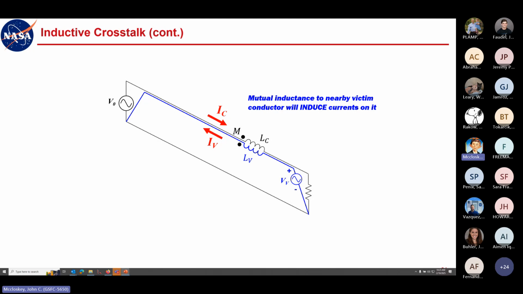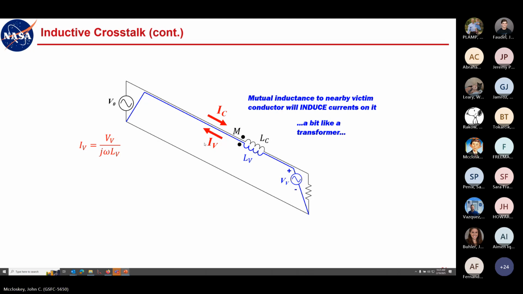Mutual inductance to a nearby victim conductor will, and here I'm violating the prime directive, induce a potential, but then the current is going to be determined by the impedance of the loop, which we'll get to in just a second. But this is a bit like a transformer. In fact, it's exactly like a transformer, right?